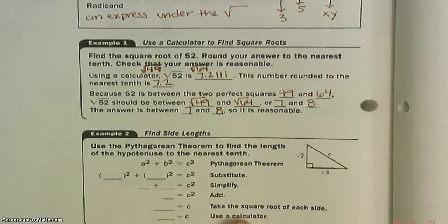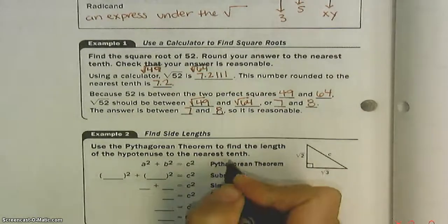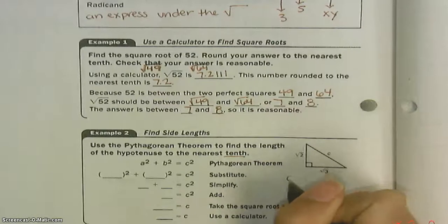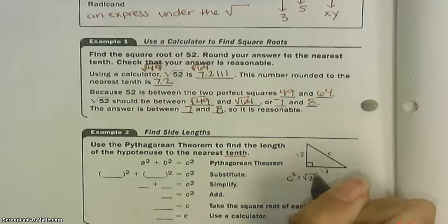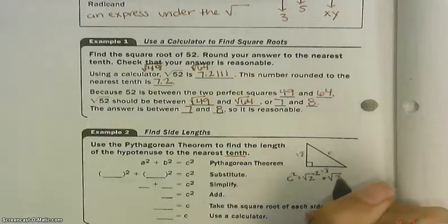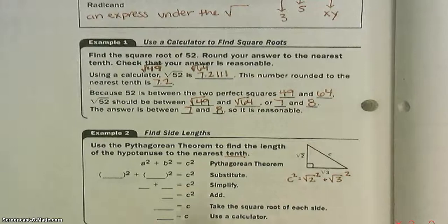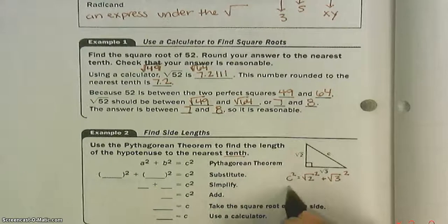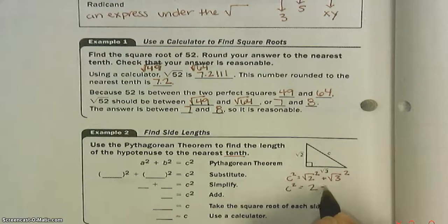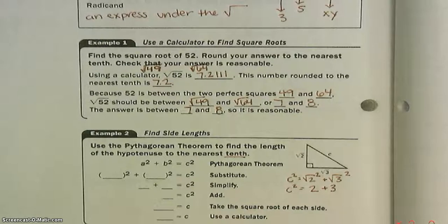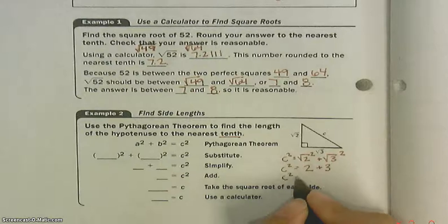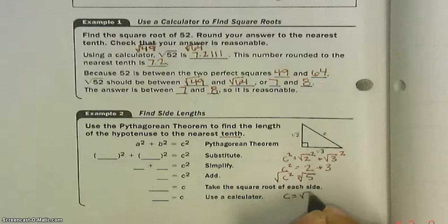Use the Pythagorean theorem to find the length of the hypotenuse to the nearest tenth. All right, so we get to round. So a squared plus b squared equals c squared. There's c. Now we learned before that the square and the square root cancel each other out. So c squared equals 2 plus 3. So c squared equals 5. Take the square root. C equals the square root of 5.